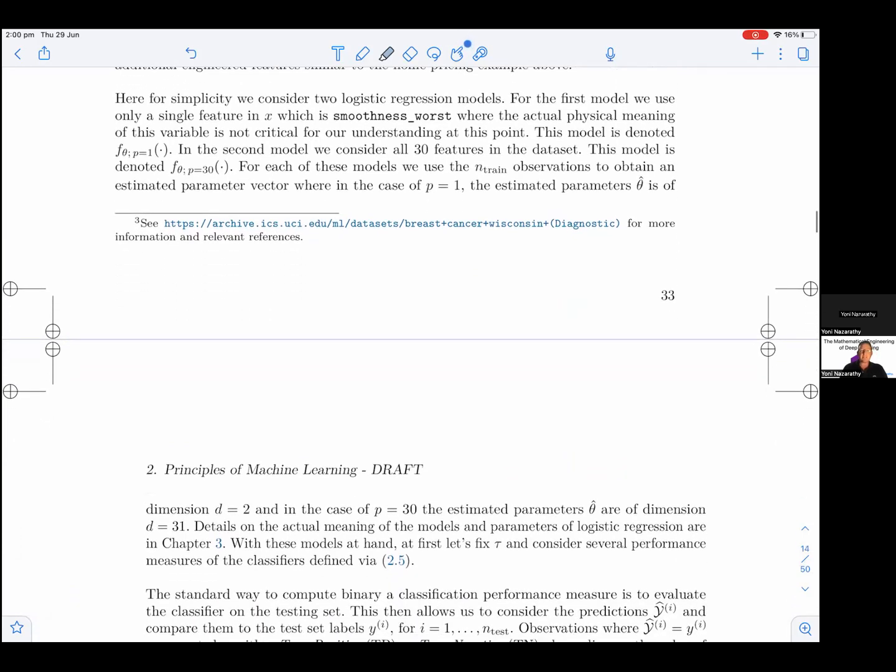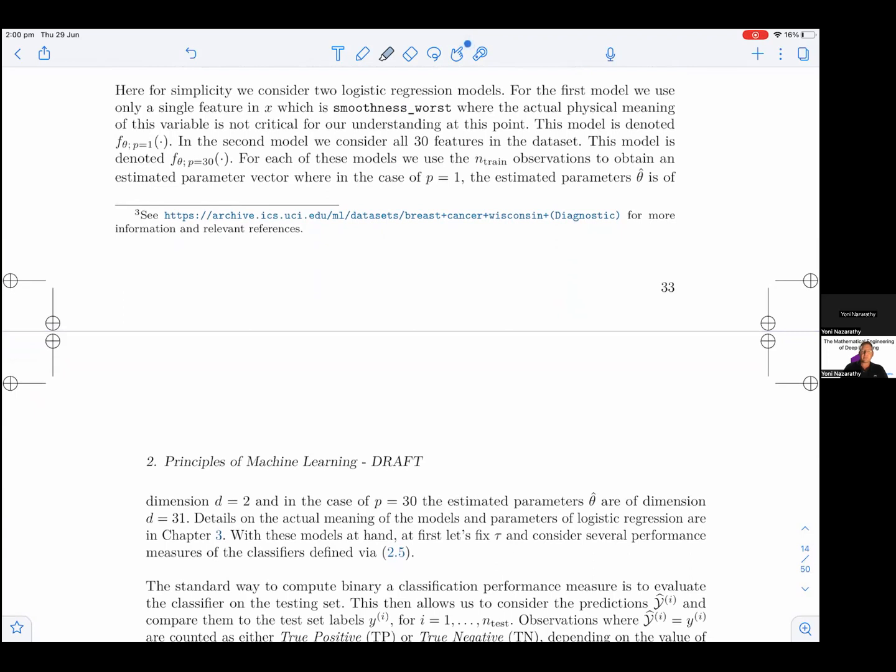Here, for simplicity, we consider two logistic regression models. For the first model, we use only a single feature in x, which is smoothness worst, where the actual physical meaning of this variable is not critical for our understanding at this point. This model is denoted f theta, p equals 1. So p equals 1 has a single feature. In the second model, we consider all 30 features in the data set. This model is denoted f theta, p equals 30.